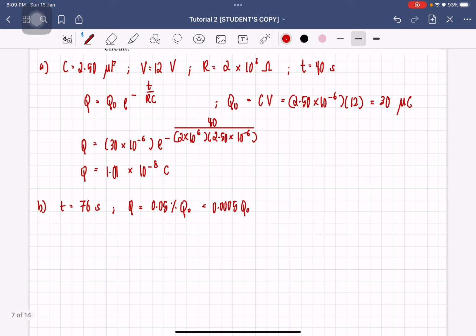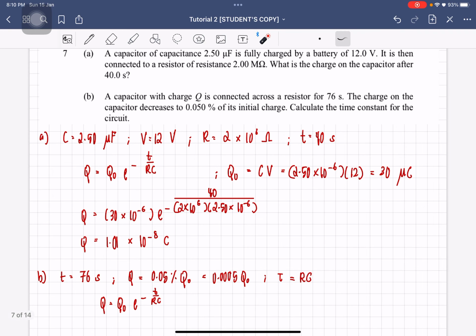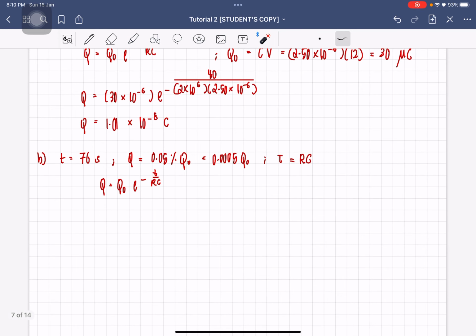Now we have to determine the time constant, and we know the time constant is equal to RC. So here we can still use Q equal to Q naught e to the negative t over RC. So why do I use this equation, not the charging process? Because the question has already mentioned that the charge decreases to 0.05% of its initial charge, meaning this is a discharging process.